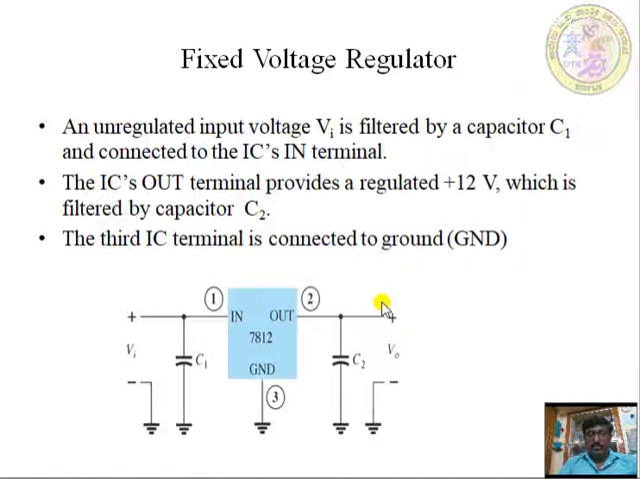Regulators are used when we have less voltage and want to increase it up to a maximum of 12 volts. The third pin is connected to ground, along with the input and output. The input is connected with a capacitor filter, and the output is also connected with a capacitor filter, and the third pin is connected to ground.